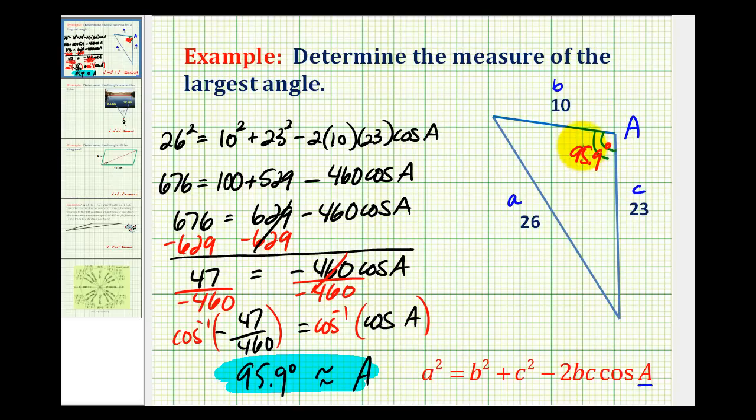Now if we need to determine the measure of the two other angles, we could use the law of sines to determine one other angle. And then since we know the sum of the interior angles of a triangle is equal to 180 degrees, we could determine the measure of the third angle by subtracting them from 180 degrees. But we have answered the question.